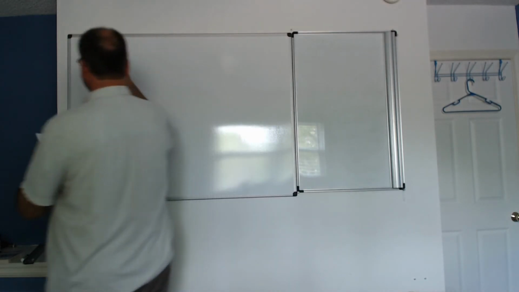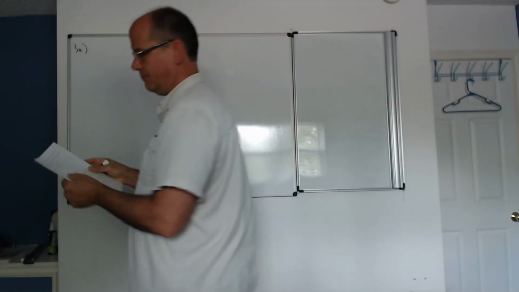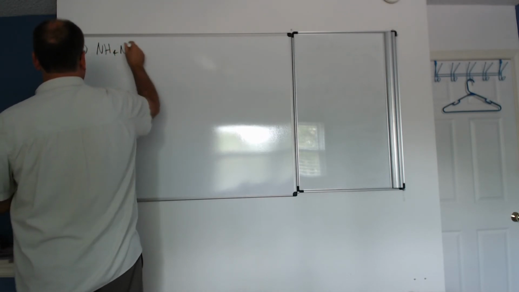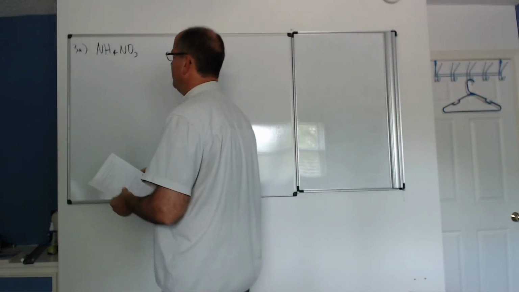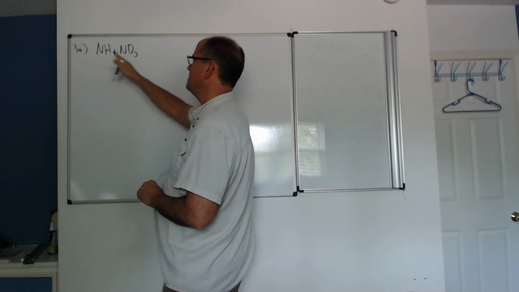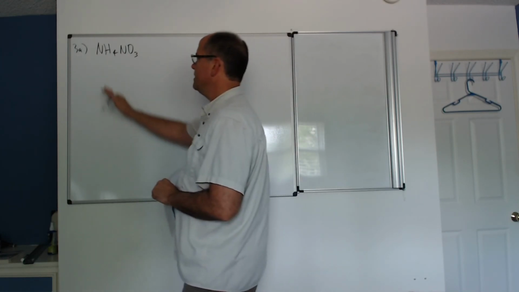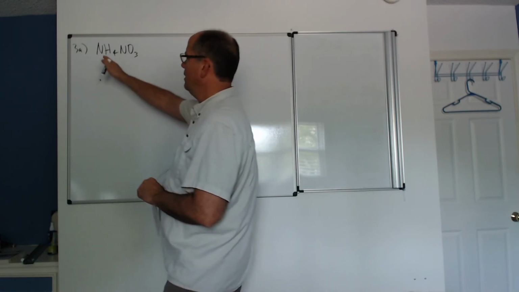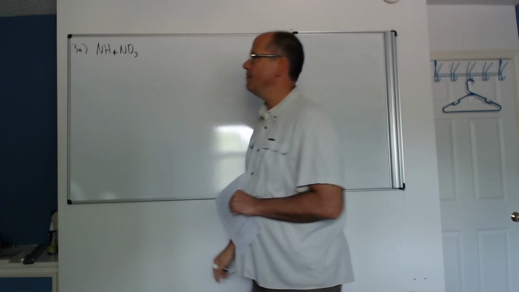So this is NH4NO3. This is 3A from the acid-base conjugate strength packet. What we need to recognize here is that we have to look at the cations and the anions. If we're asked whether this is acidic, basic, or neutral, we need to see where they came from. The cation here is going to be connected to the base.